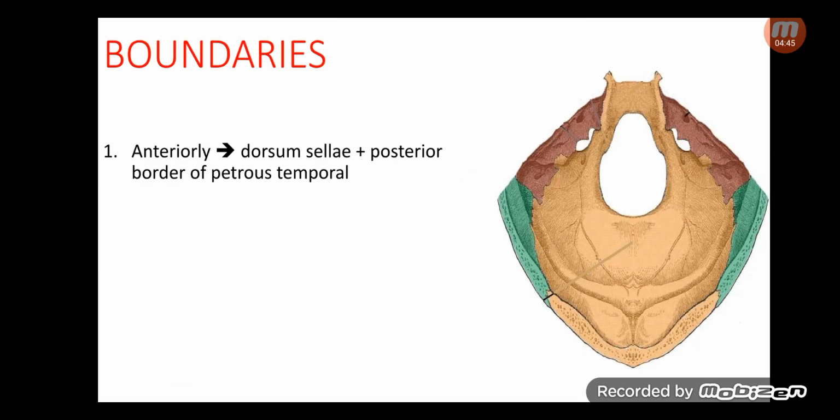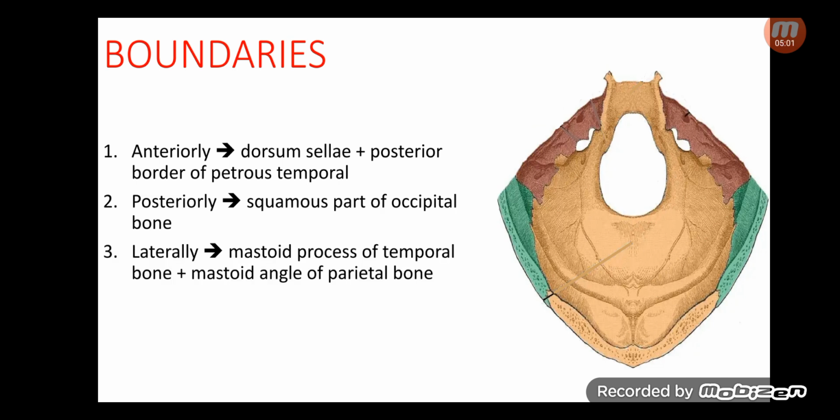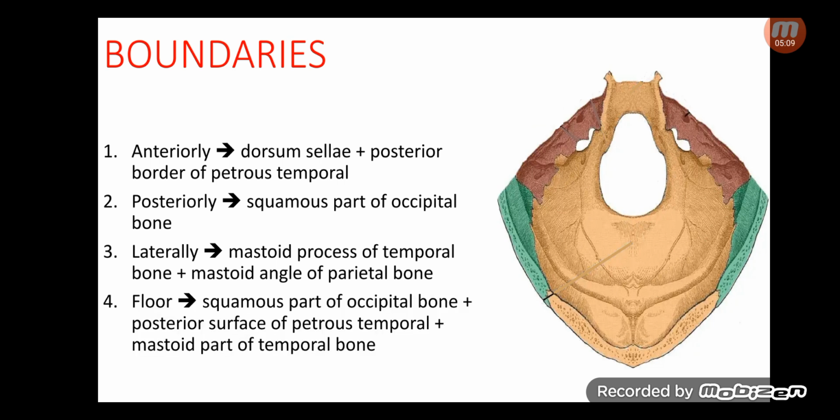Now we will talk about the boundaries of the posterior cranial fossa. The posterior cranial fossa is bounded anteriorly by the dorsum sellae, and medially and laterally by the posterior border of the petrous temporal bone. Posteriorly, the squamous part of the occipital bone forms the posterior boundary. Laterally, the mastoid process of the temporal bone and the mastoid angle of the parietal bone form the lateral boundary of the posterior cranial fossa. Talking about the floor of the posterior cranial fossa, it is formed by the squamous part of the occipital bone, and also the posterior surface of the petrous temporal and the mastoid part of the temporal bone. These three bones form the floor of the posterior cranial fossa.